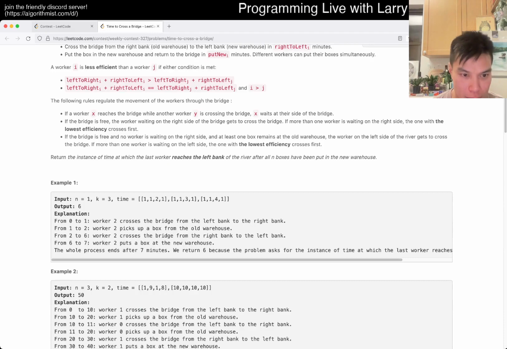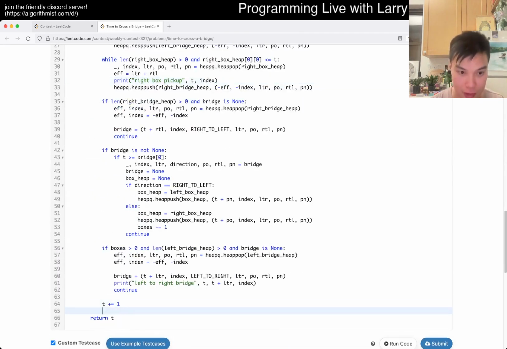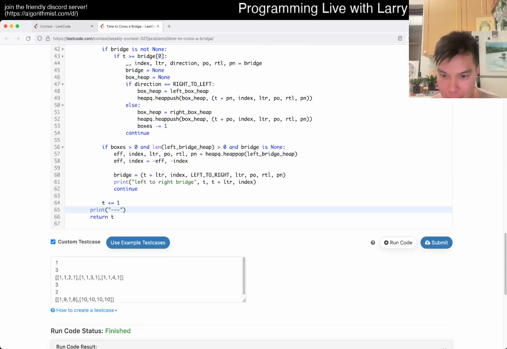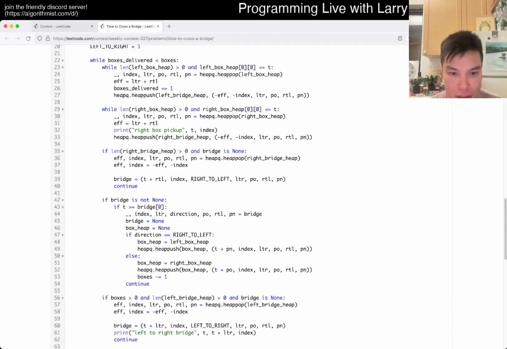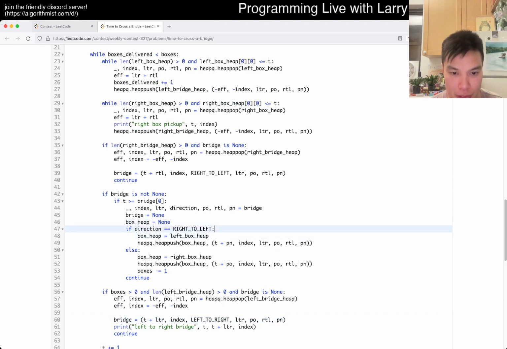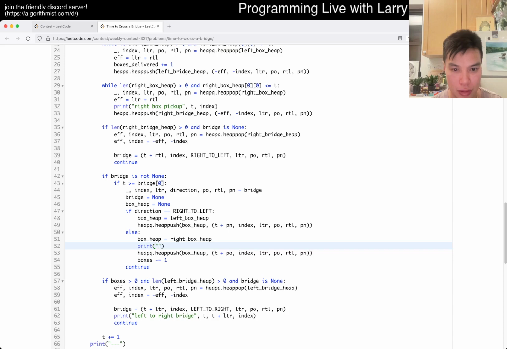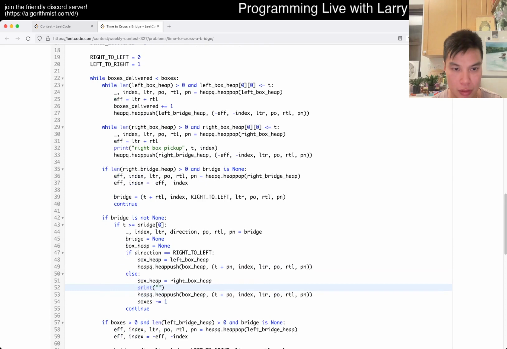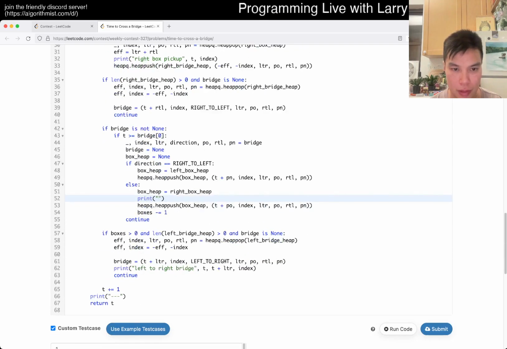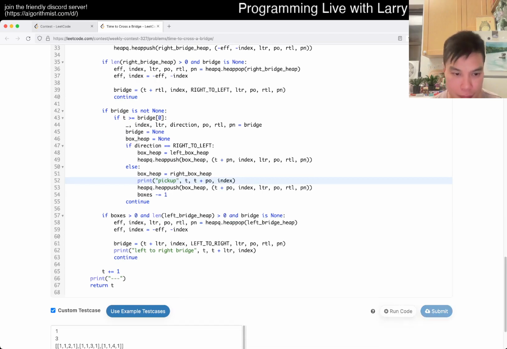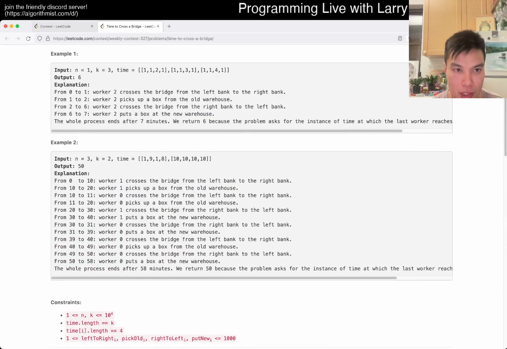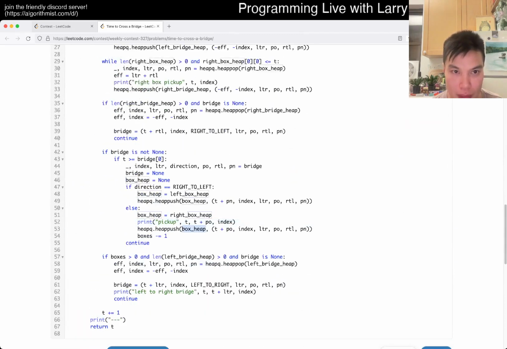The 2 boxes. So from 10. No, that's already a different case. Okay. So this puts it into the bridge. The bridge now going from left to right. Okay. So then left to right, it goes here, put in the right box heap, right? And then T pickup and then -1, right? So okay. Pickup. Scheduling a pickup. Okay, pickup at 1 to 2. Okay, that's fine. And then we put it into the right box heap, right?